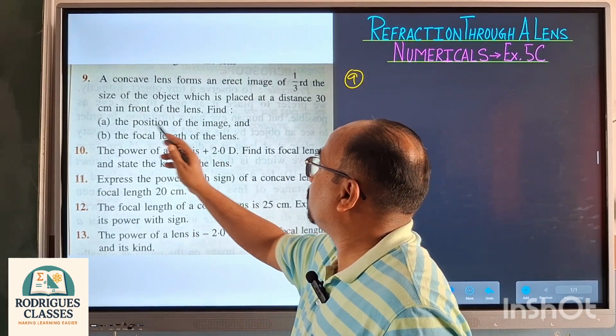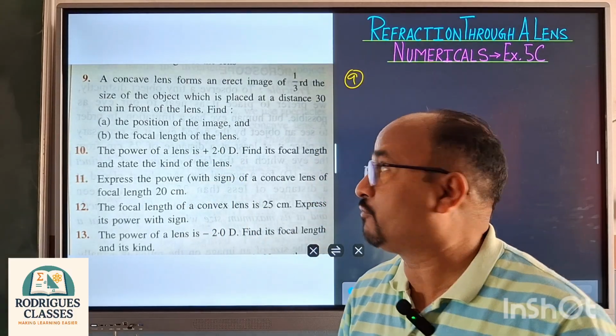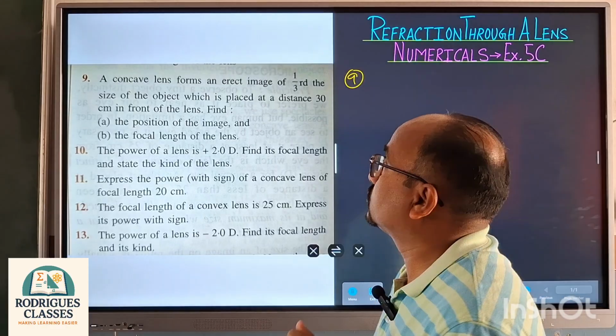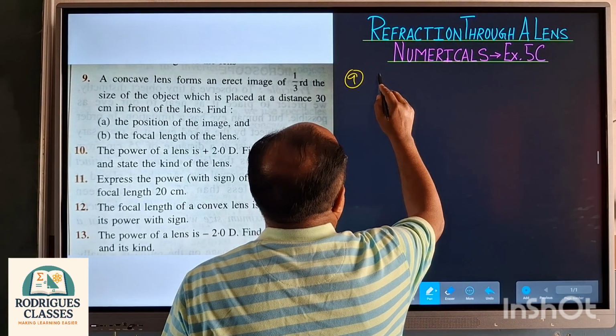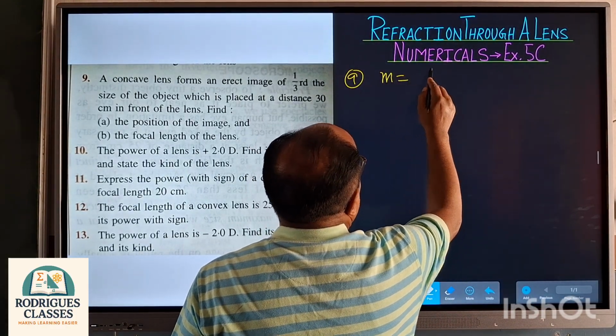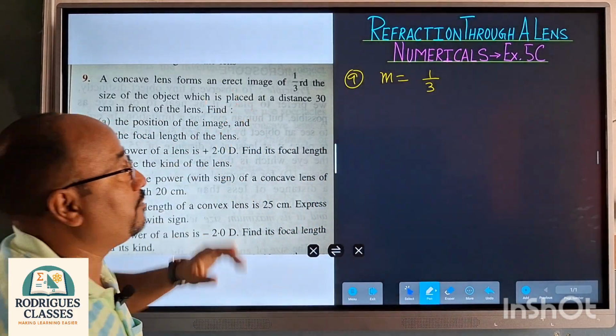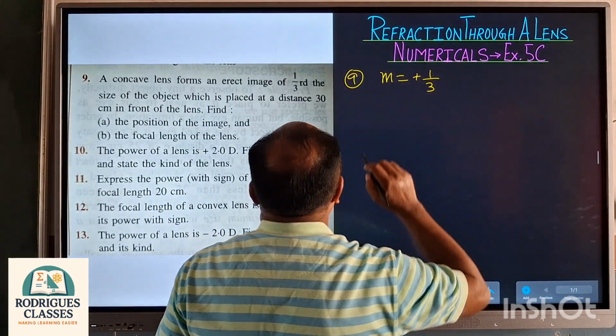You have to find the position of the image, meaning v you have to find, and the focal length of the lens. Okay, so let us come to it and write here magnification equals 1 by 3. Again I repeat, erect image, so I will write it as plus.